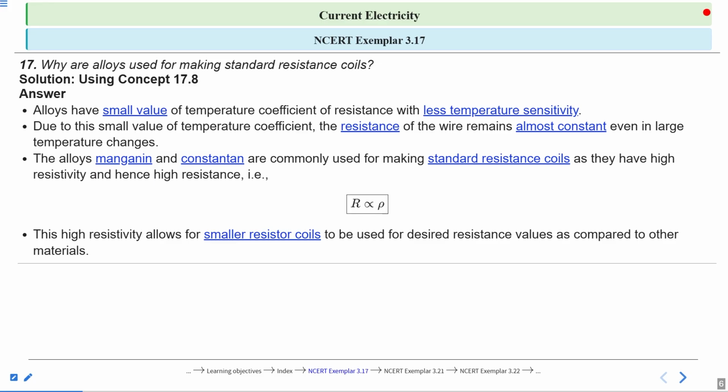If we want to produce 10 ohm with other materials like metals, we have to use a large amount of material. But for manganin and constantan, because their resistivity, hence resistance, is very high, a small amount of material can produce the same resistance. So the high resistivity allows for smaller resistor coils to be used for desired resistance values as compared to other materials.